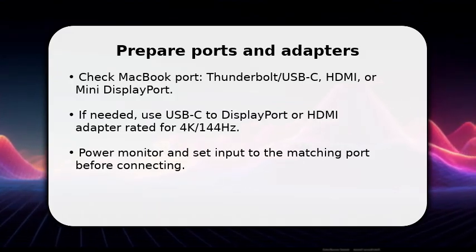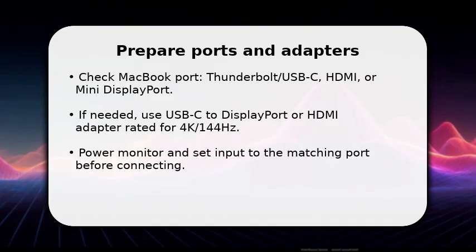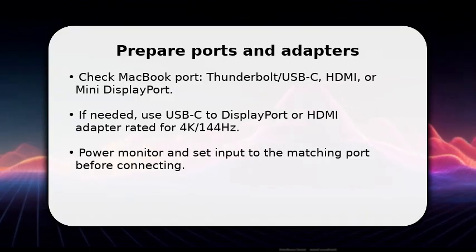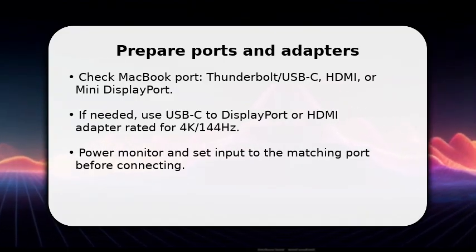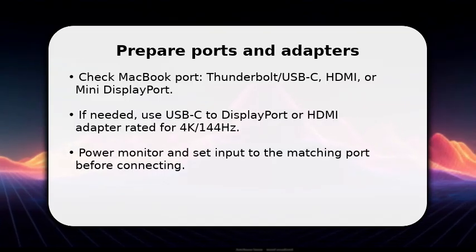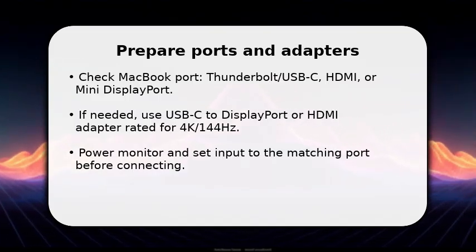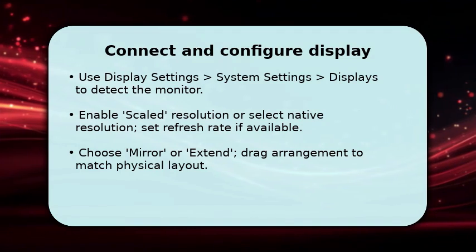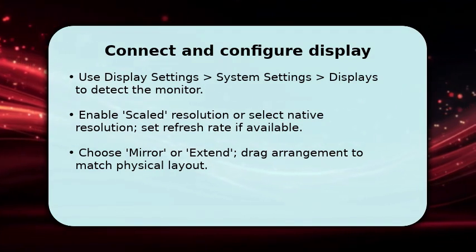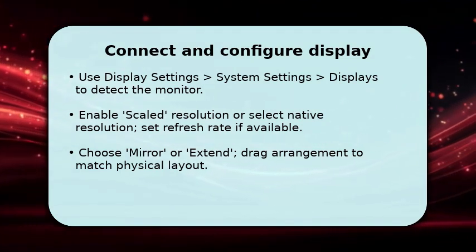Make sure the monitor is powered and on its correct input so the Mac senses a display. Plug the adapter into your Mac, then the cable to the monitor. You're ready to move on to settings and detection. Once the physical connection is active, open System Settings and go to Displays to let macOS detect the monitor.